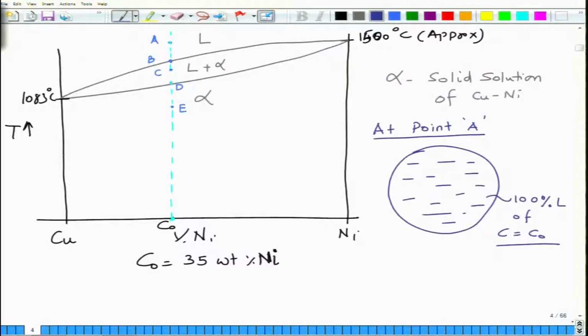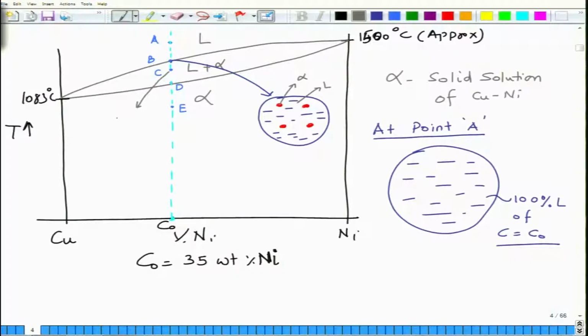So this is what we also did in the last class. If you look at point B, this is at point A, point B will have some amount of alpha, a very tiny amount of alpha forming here and there. So this is alpha, let's say, but the remaining is all liquid. So this is newly formed alpha, and this is all liquid, and we can find out the composition of these two phases using the tie-line rule and the phase fractions using the lever rule, just like we did in the last class.